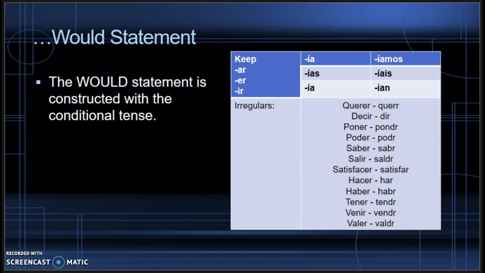Now, because of this, the conditional also has the same irregulars as the future tense, which was the QD double P from. Querer, decir, poner, poder, saber, salir, satisfacer, hacer, haber, tener, venir, and valer. And those go to an irregular root construction, and then we add ía, ías, ía to the end of them.